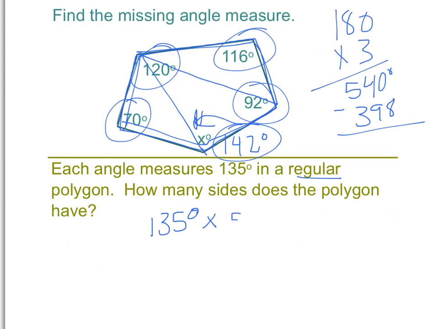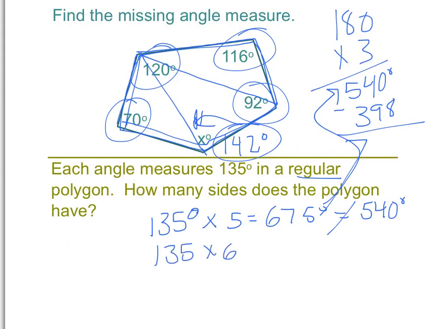If I had 5 angles, 135 times 5, that's 675 degrees. In a 5-sided shape, we just found out that that was 540 degrees. Do they match? No. We found out a 6-sided shape had 720 degrees on the previous page. So let's see if that works. 135 times 6, that's 810.